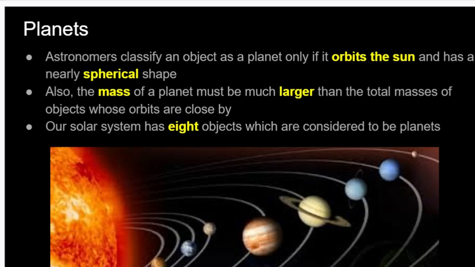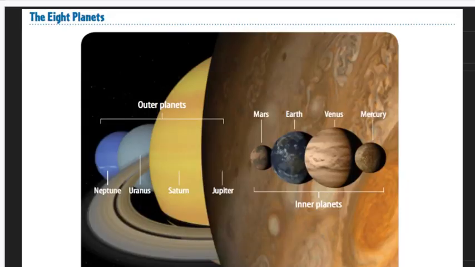Again, orbit the sun, spherical shape, has a mass larger than the total masses of nearby objects. We have 8 of those. All right. So the 8 planets that we have are going to be Mercury, Venus, Earth, Mars, Jupiter, Saturn, Uranus, and Neptune. Okay, those are our 8 planets. You need to know those: Mercury, Venus, Earth, Mars, Jupiter, Saturn, Uranus, and Neptune.